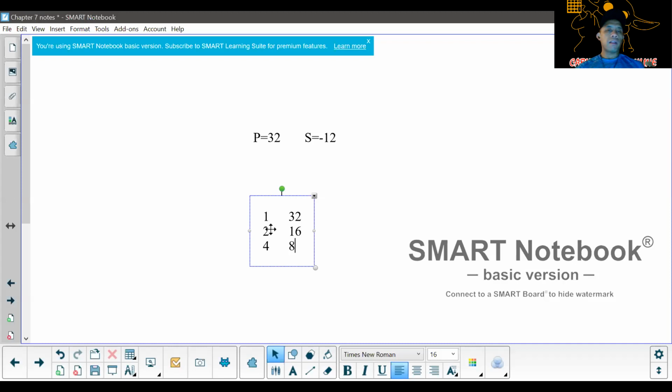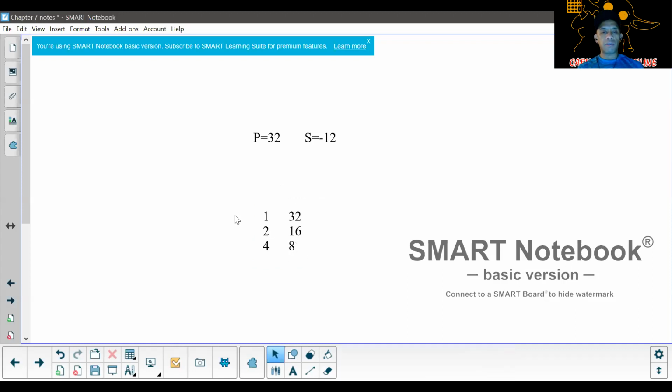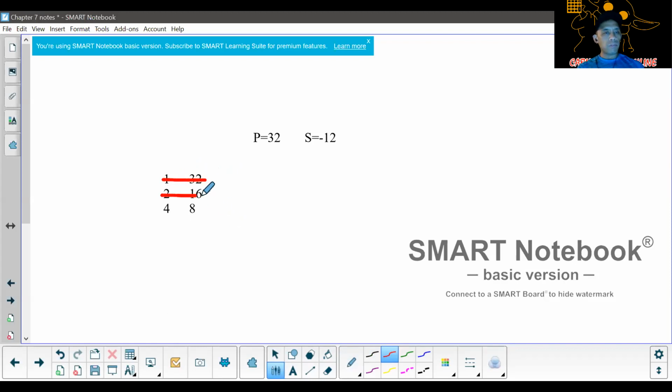All right, now let's take a look at the combinations of numbers here. So we have 1 and 32. So 1 plus 32, that doesn't give me -12. We have 2 plus 16, which gives me 18. Well, that doesn't give us it either. 4 plus 8 gives us 12, but not -12.